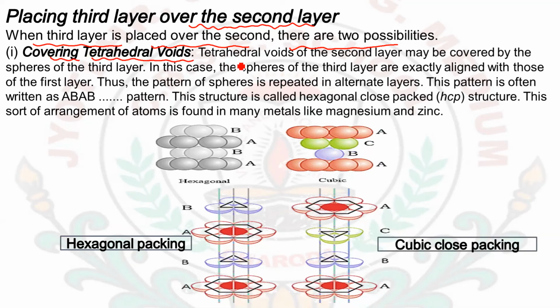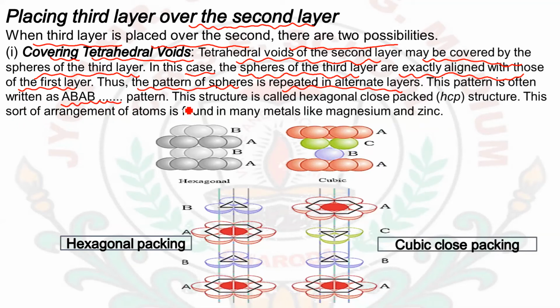What is the possibility? Tetrahedral voids of the second layer may be covered by the spheres of the third layer. In this case, the spheres of the third layer are exactly aligned with those of the first layer. Thus, the pattern of the sphere is repeated in alternate layers. And this pattern is often known as AB type pattern.